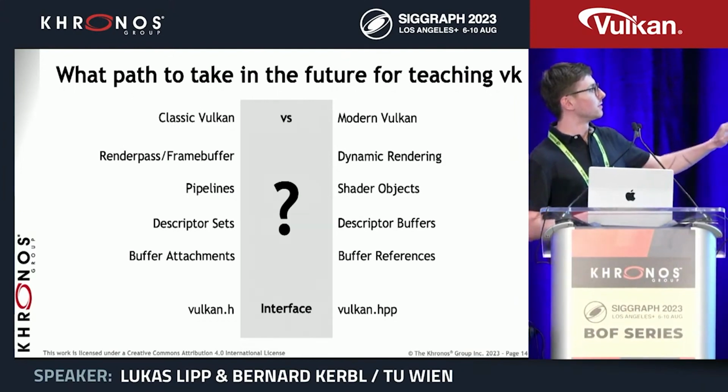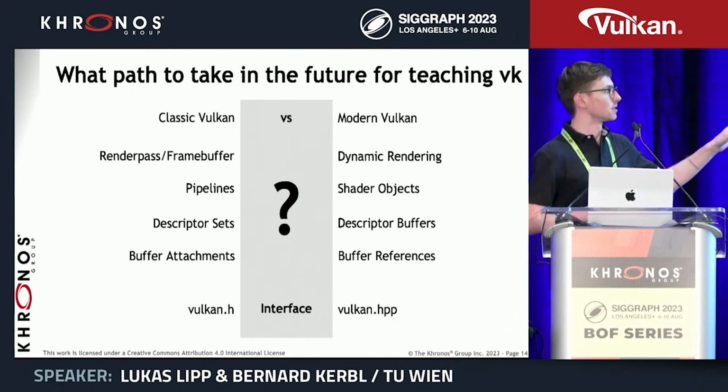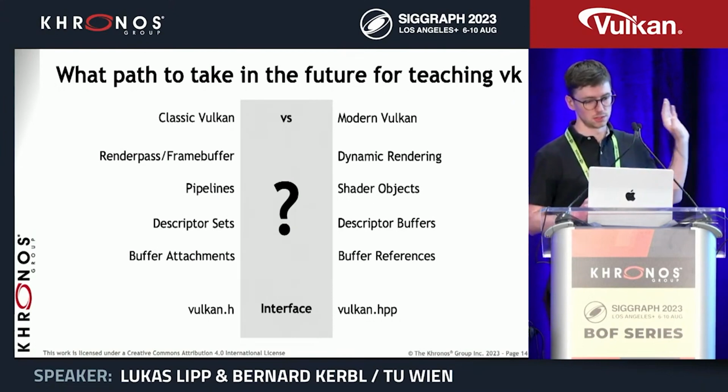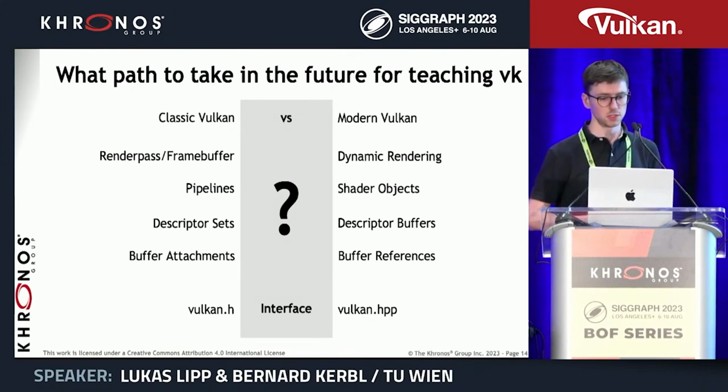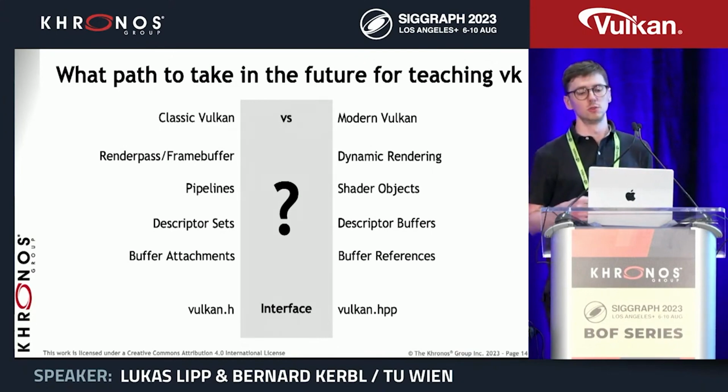Maybe the interface part is a bit far-fetched because that's a personal preference, and you can always use the C header for modern features. But for me, at least, it's not really clear what we should teach going forward. In our introductory course, we just use Vulkan 1.0 and the C headers, but maybe some of these parts could be replaced with more modern features.